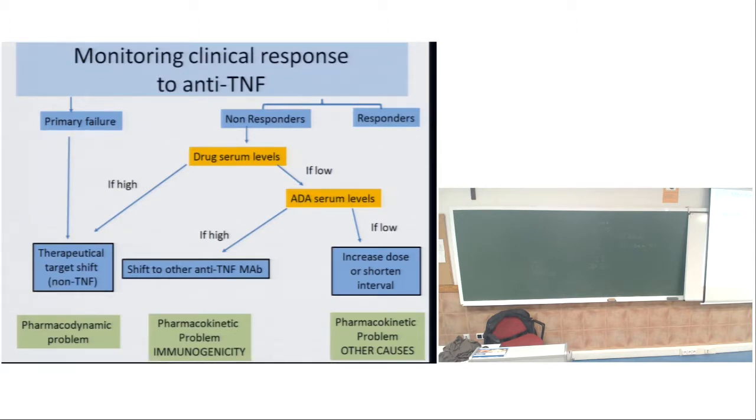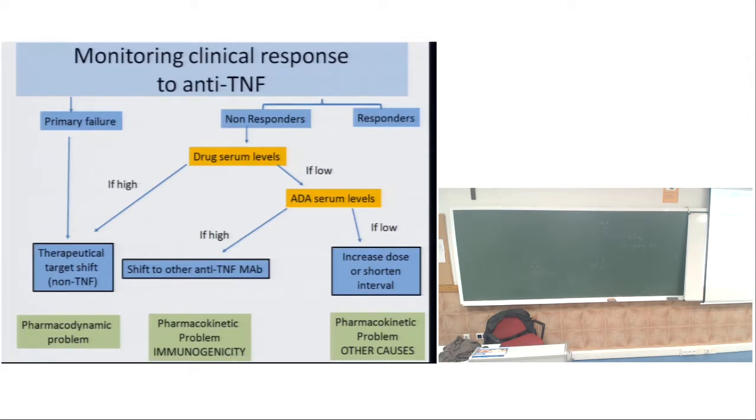And if these ADA levels are low, then we have to increase the dose. It's not a matter of the synthesis of antibodies against the drug. It's more a matter of the patient not getting enough anti-TNF. So we have to increase the dose, administering more anti-TNF to the patient, or shorten the interval.